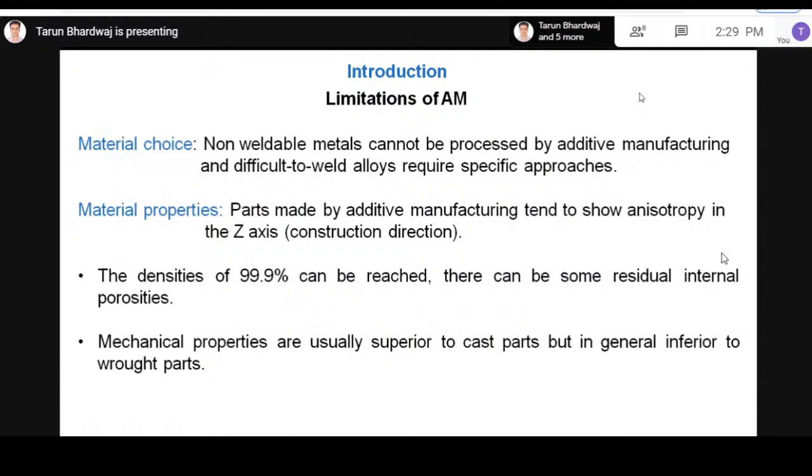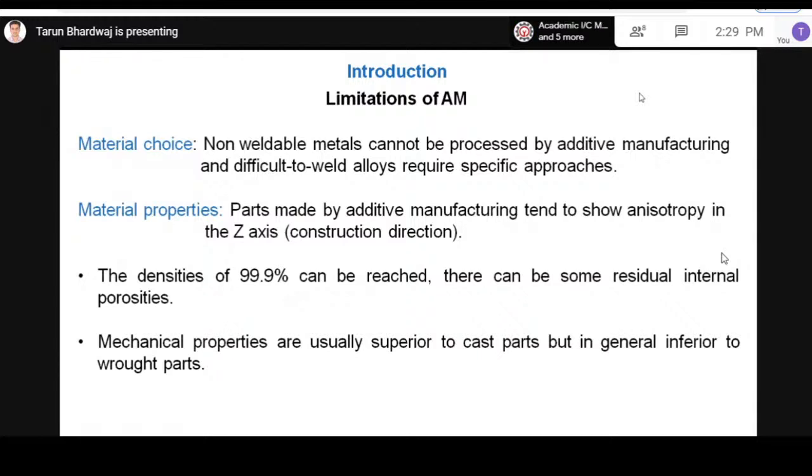And materials choice, non-weldable metals cannot be processed by the additive manufacturing, and it is difficult to weld alloys, which require specific approaches. Means there are a few alloys, like the Inconel alloys we're just talking about, which are quite difficult by the welding processes. So we can make a part by the Inconel alloys from the additive manufacturing directly, because we are using the electron beam and the laser beam, so they are very high energy power sources. And so we can directly melt it and make a complete kind of a product.